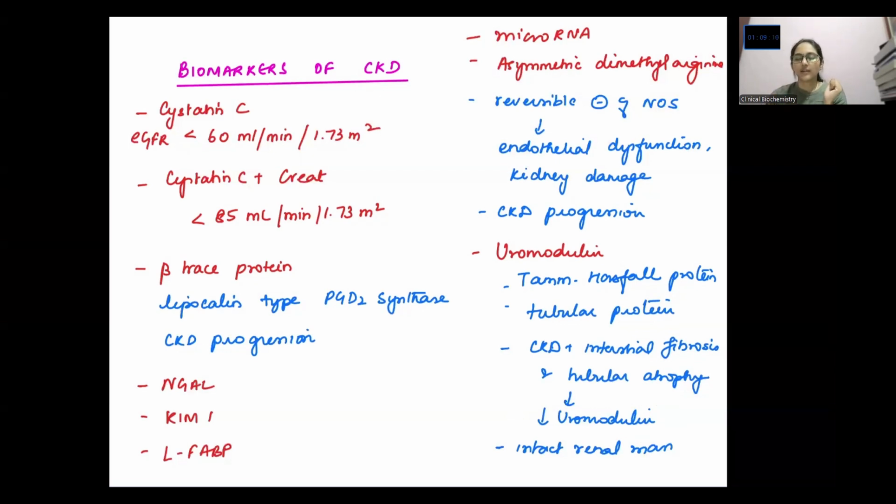So these are the different biomarkers of CKD. Thus we had learned newer markers of AKI and CKD. Okay. Hope this is useful.